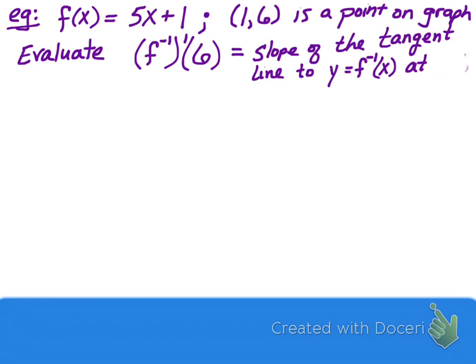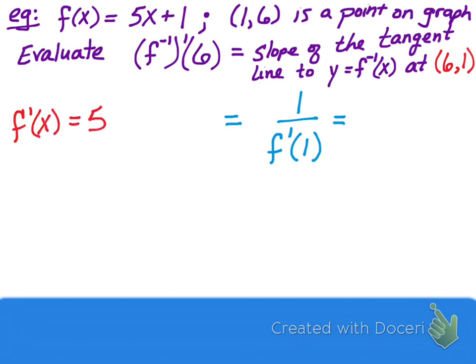I think I'd rather write at (6, 1) instead of just saying x equals 6. So at the point (6, 1). The formula says that this is 1 over f prime at 1. Well, what is f prime at x? That just equals 5. So f prime at 1 also equals 5. And the slope of the inverse function is 1/5. And that is how we find derivatives of inverse functions.